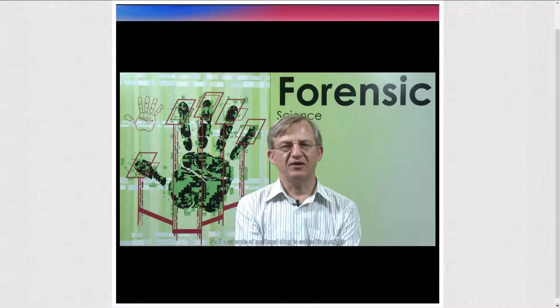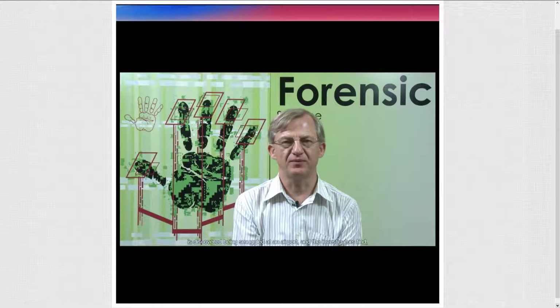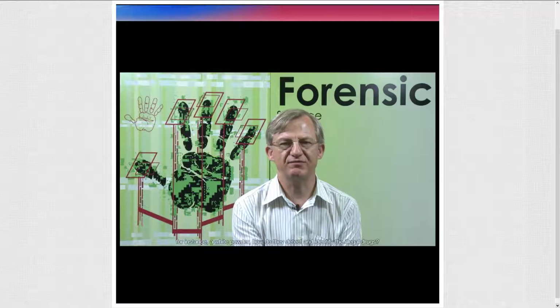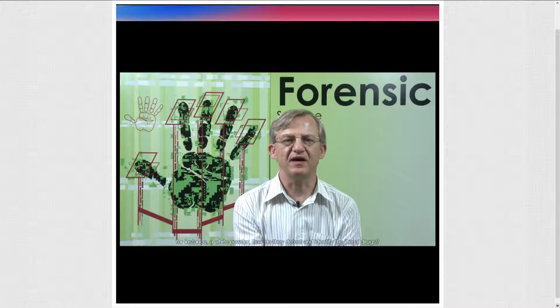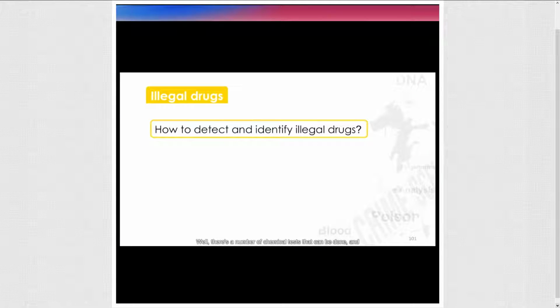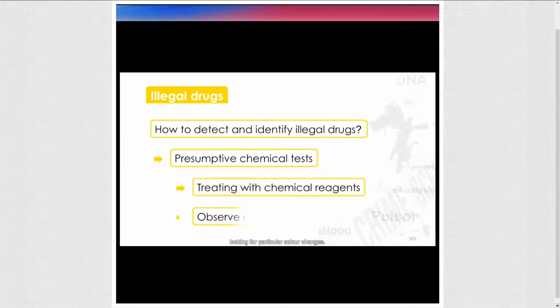So if a sample of an illegal drug is seized in a raid or is discovered being smuggled at an airport, and the investigators find, for instance, a white powder, how do they detect and identify the illegal drugs? Well, there's a number of chemical tests that can be done, and these are based on treating the unknown sample with chemical reagents and looking for particular color changes.